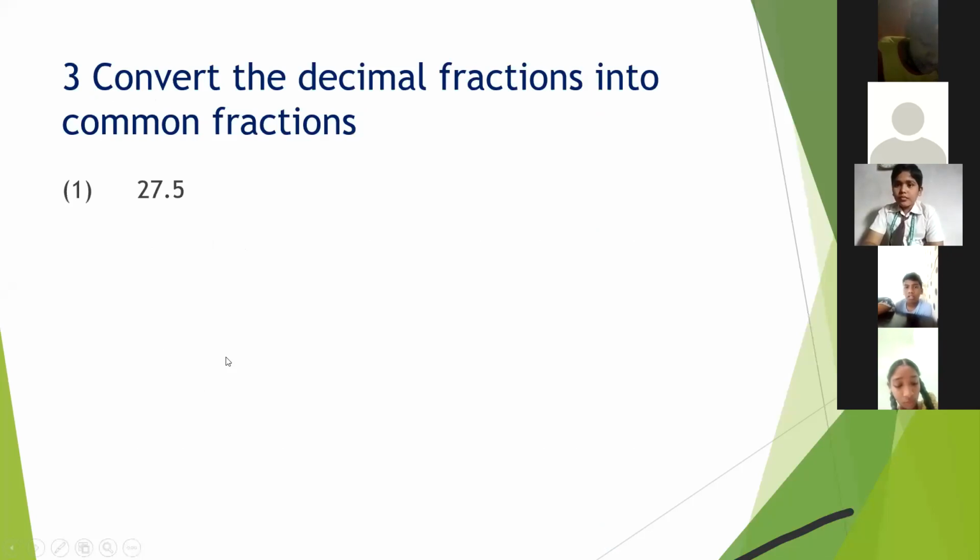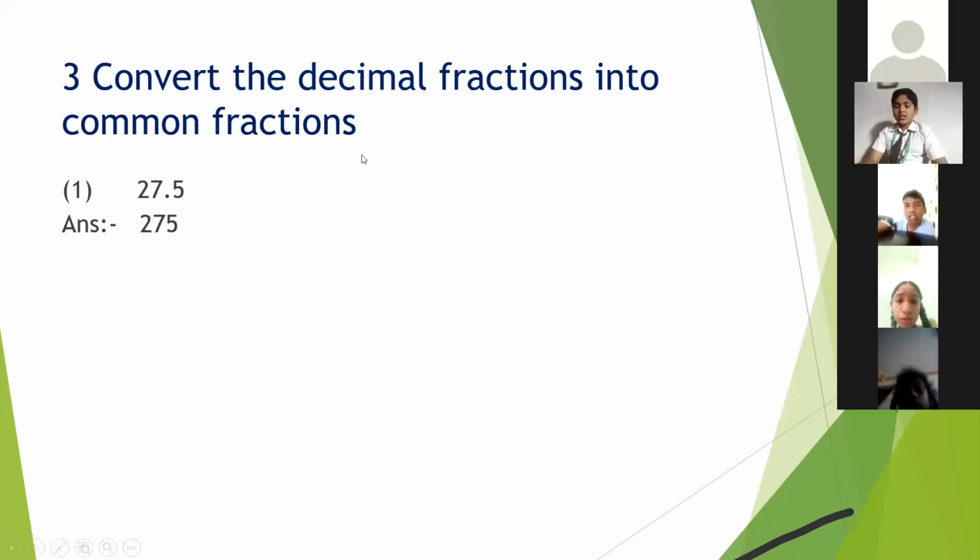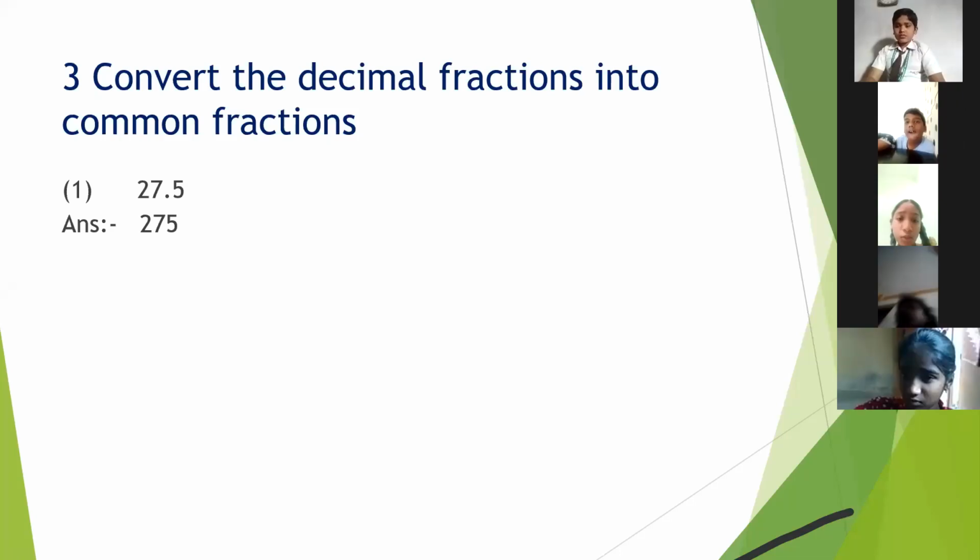This is the third question. How we will solve this? 27.5. As what is given over here, see, convert the decimal fraction into common fraction. Means you have to convert it into the form of common fraction. Means 5 by 2, 3 by 2.